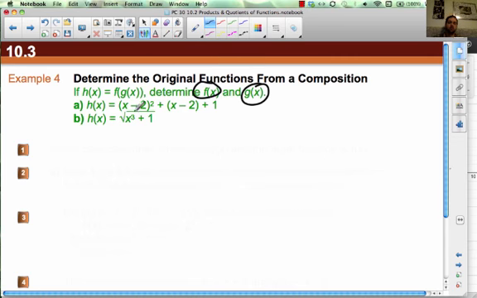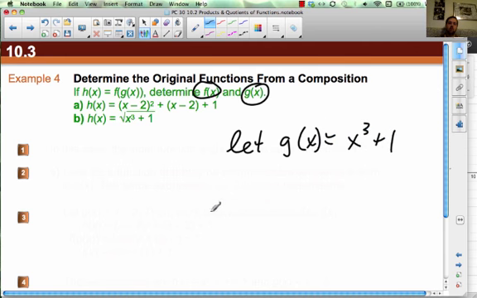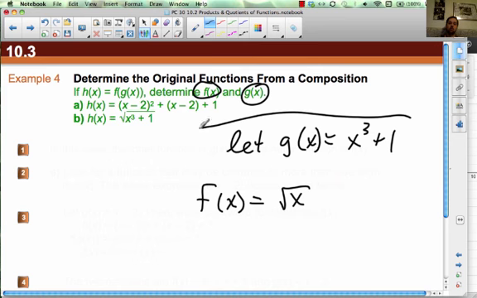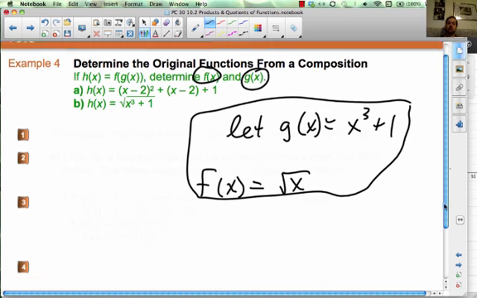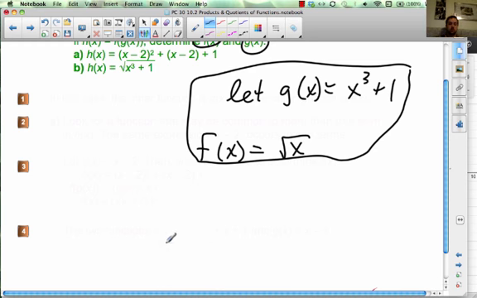This one, there are going to be more than one possibility, but I will show you one. We could do a really simple one where we say let g of x equal x cubed plus 1. So if g of x is x cubed plus 1, then f of x would be root x, so that when you take f of g of x, you take this and plug it in for x, and then you end up with that function. So this is one possible solution. But there are lots that would work here. Maybe not lots, but there's certainly more than one.